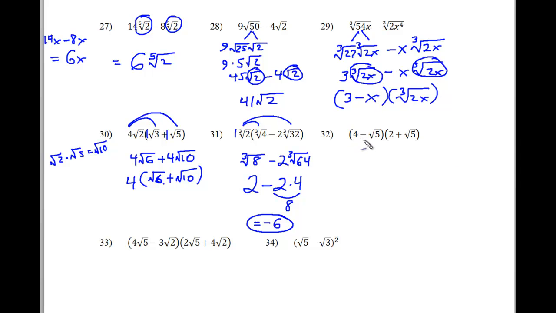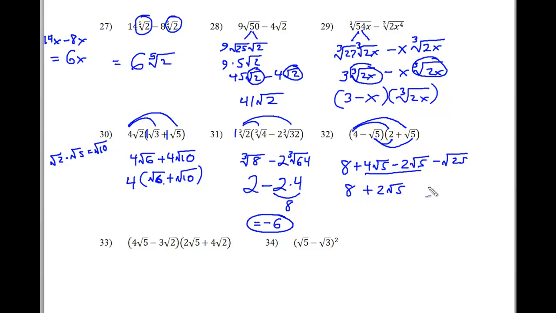Okay, so 32. Let's do some FOIL here. So here's our first, outside, inside, last. Okay, so 4 times 2 is 8. 4 times square root of 5 is, well, 4 square root of 5. 2 times negative square root of 5 is negative 2 square root of 5. And negative square root of 5 times positive square root of 5 is negative square root of 25. This leaves me with 8. Move these two together. This is going to be positive 2 square roots of 5 minus 5. Then 8 minus 5 is 3 plus 2 square root of 5.